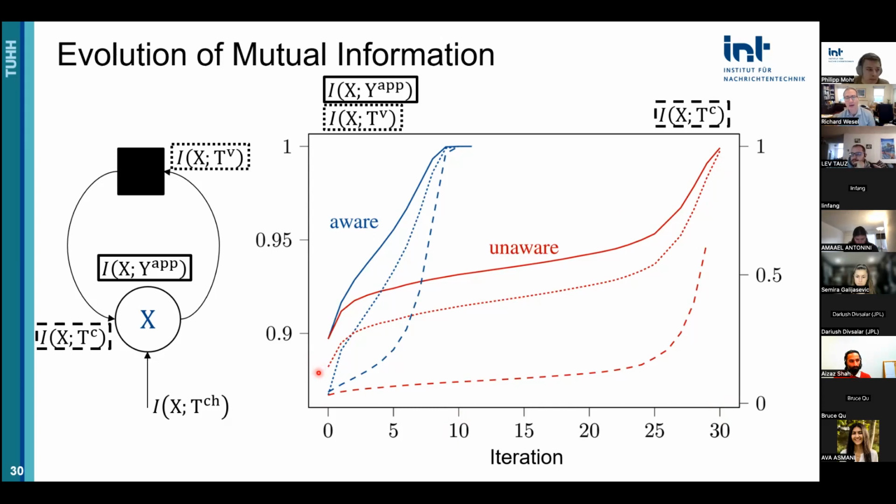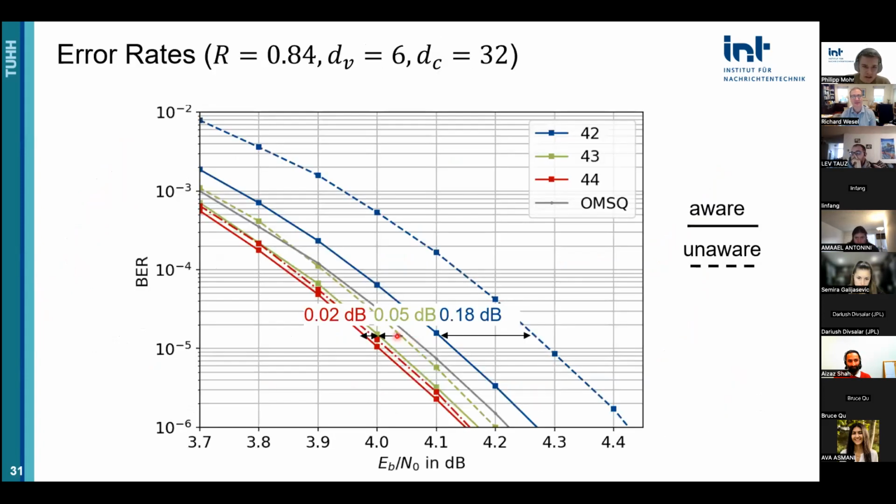Can you clarify what the dashed, dotted, and solid lines are? Yeah, the dashed line here is the mutual information, which is computed from the messages. Okay. Thank you. Good.